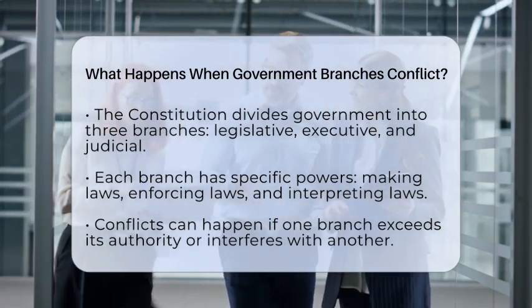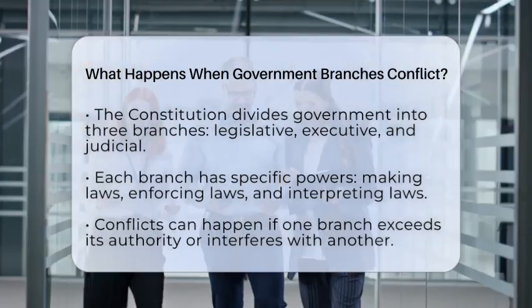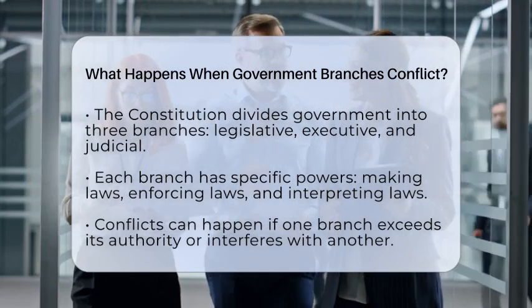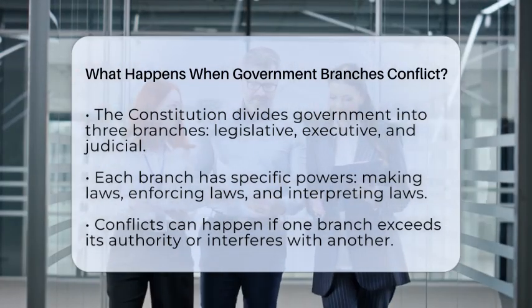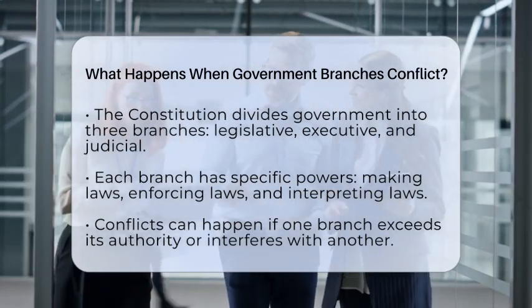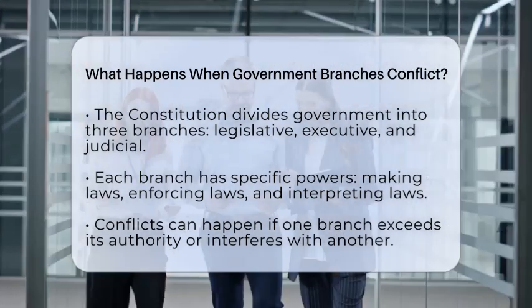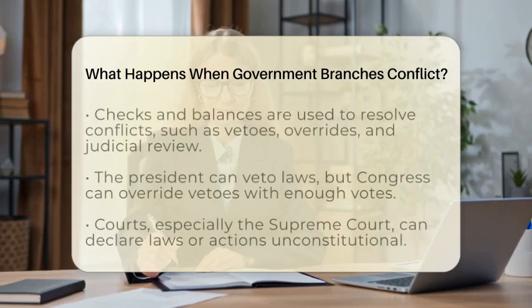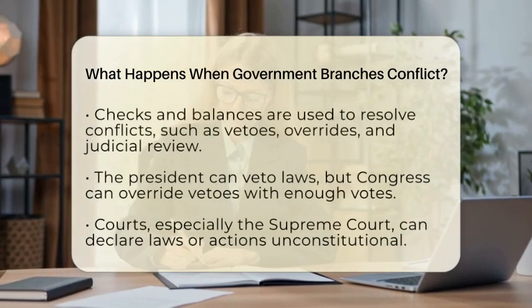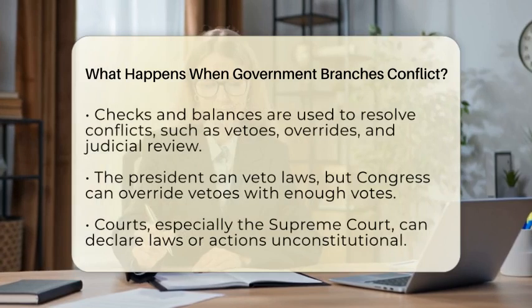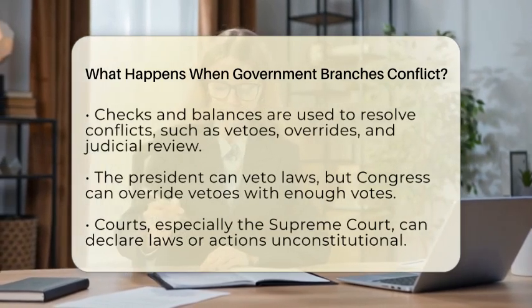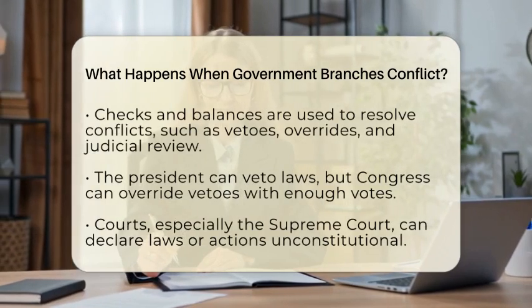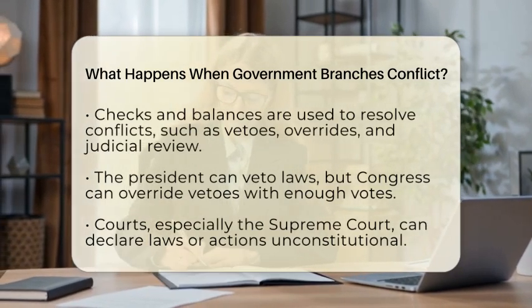The Constitution divides government into three branches: the legislative, the executive, and the judicial. Each has its own set of powers and responsibilities. The legislative branch makes laws, the executive enforces them, and the judicial interprets the laws. Because each branch has different roles, conflicts can happen if one tries to go beyond its limits or interfere with another. When conflicts occur, the Constitution provides ways to resolve them.